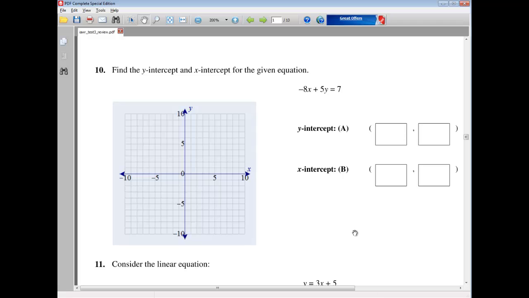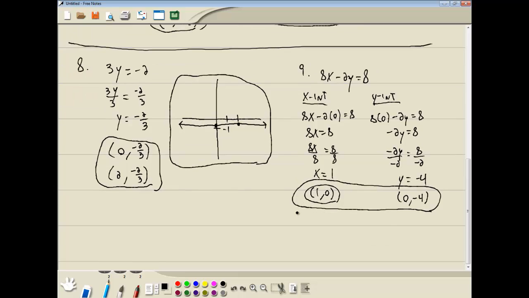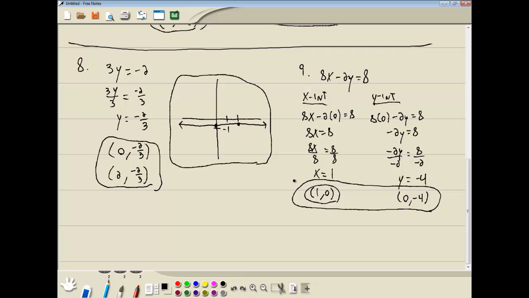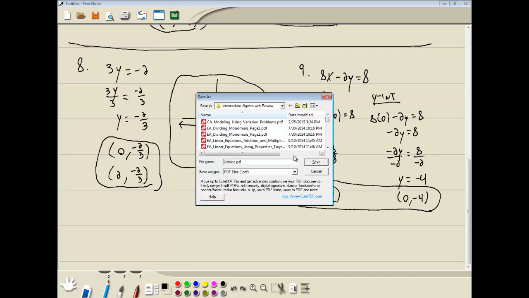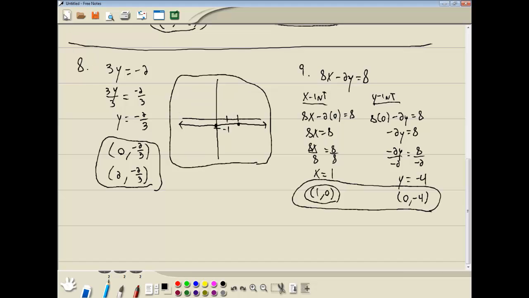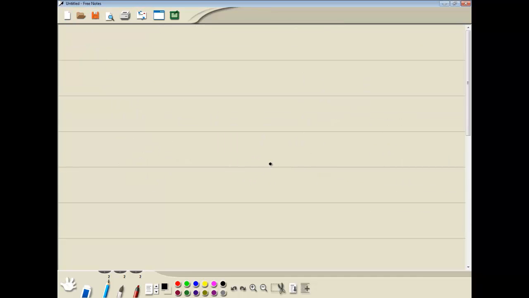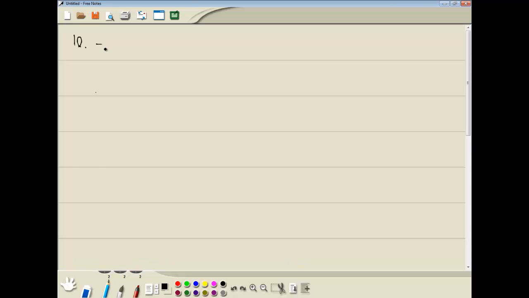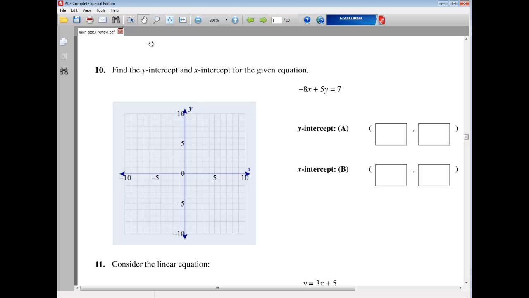Another intercept one. So number 10. Let me save that page. And number 10. We got negative 8x plus 5y is equal to 7.